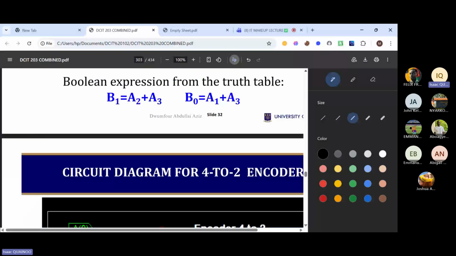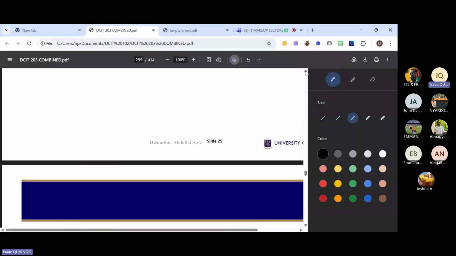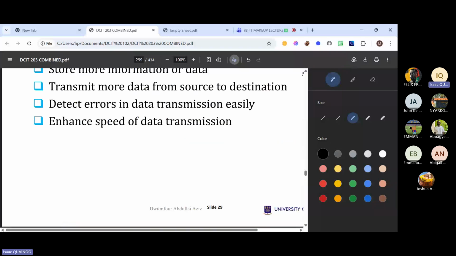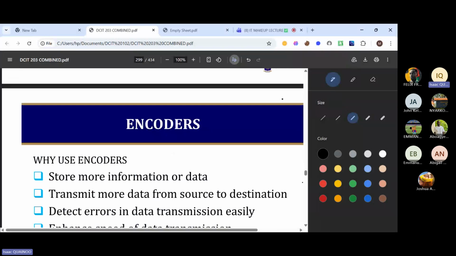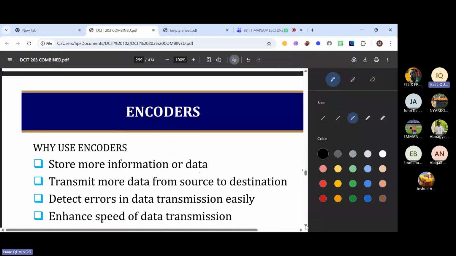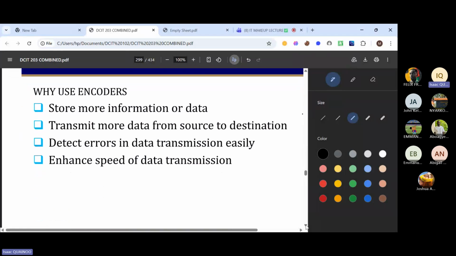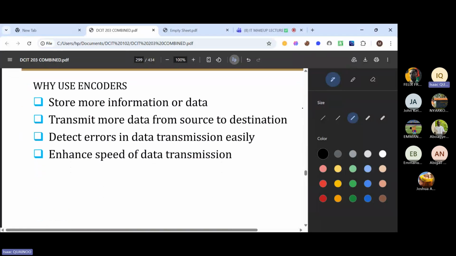All right, so our encoders work in the opposite way, have an opposite behavior to our decoders. Okay. So they are used to store information or data, transmit more data from source to destination, detect errors in data transmission easily, and to enhance speed of data transmission.